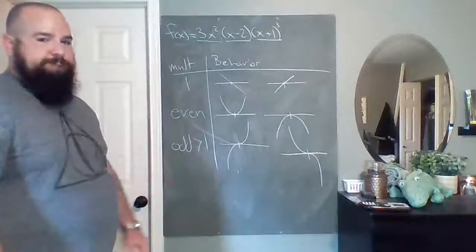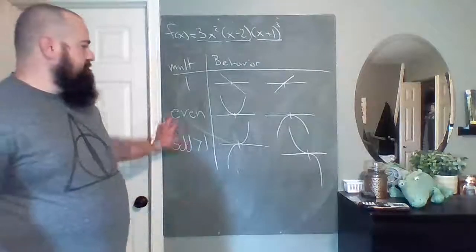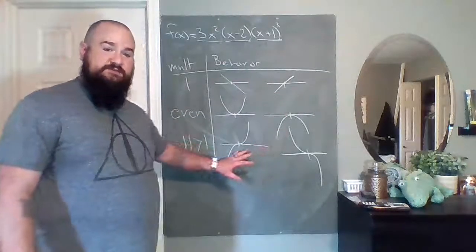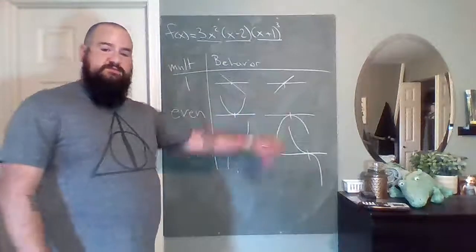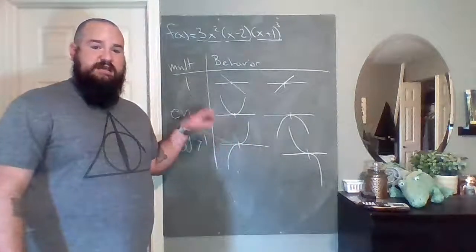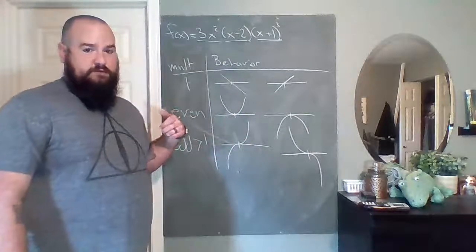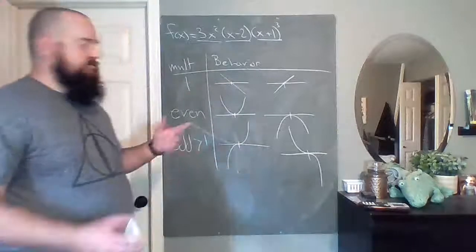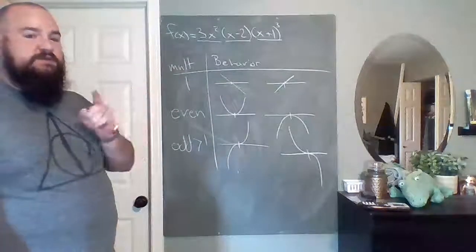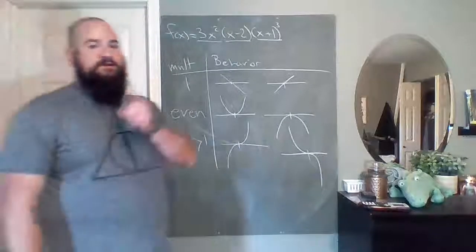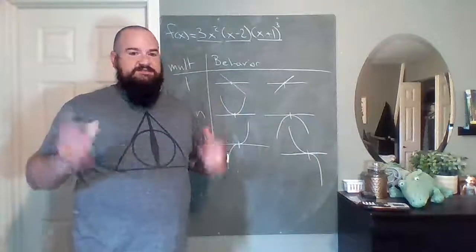That's it. Those are the 4 things you need. The leading coefficient and degree tell you the end behavior. The multiplicity tells you what the function does at the roots. And then the roots tell you where it does what it does. Those are the 4 things you need. If you know those 4 things, you can sketch a graph of any polynomial. It's that easy. It's so awesome and so fun.